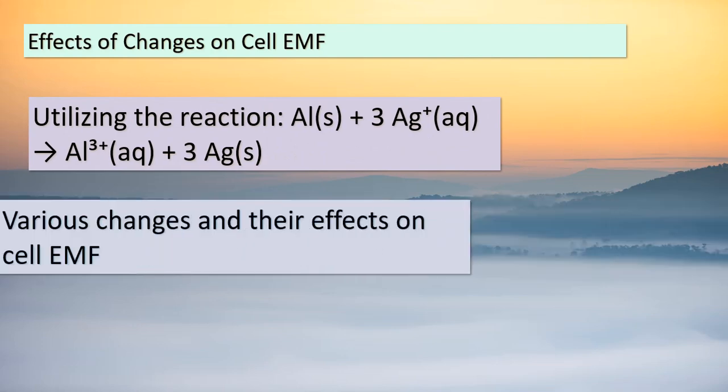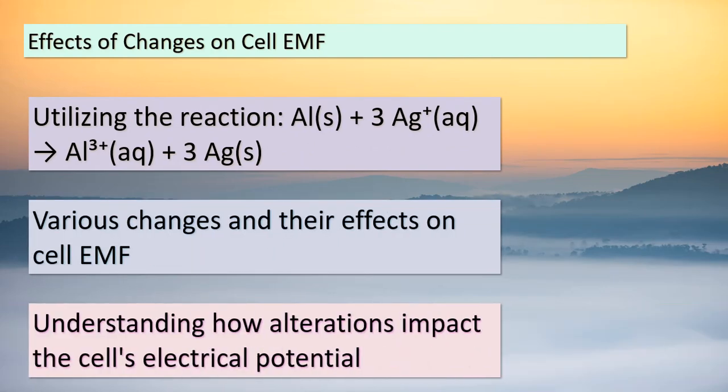Alright, students, let's dive into the specifics of how changes can impact the electromotive force, EMF, of a voltaic cell. Our voltaic cell involves the reaction aluminum, solid, plus 3 silver ions in aqueous solution, giving us aluminum ions in solution and 3 solid silver atoms. Keep in mind that EMF represents the cell's electrical potential. So, understanding how different changes affect it is crucial. Now, let's explore the effects of different changes on the EMF of our voltaic cell.